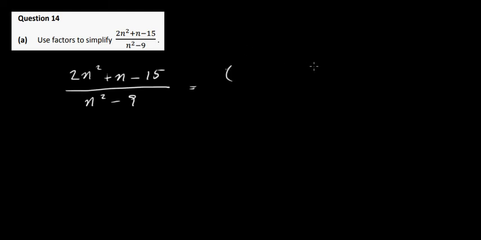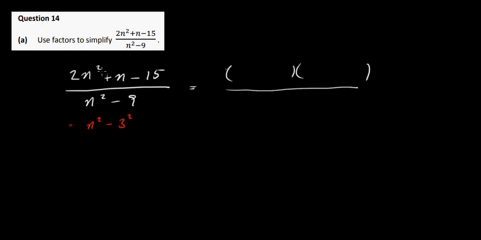Okay, so that's question 13. Let's have a look at question 14. Question 14, use factors to simplify this fraction here. So you've got 2n squared plus n minus 15 divided by n squared minus 9. Okay, so we've got to use factors here. So the top here is a quadratic trinomial, so we can just factorize that like this. The bottom here is going to be the difference of two squares. This here really is just n squared minus 3 squared.